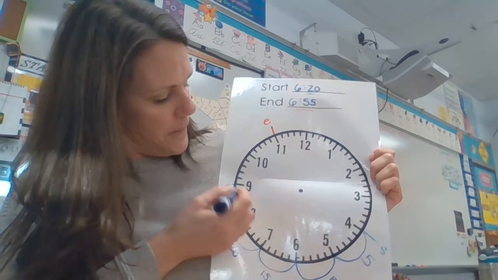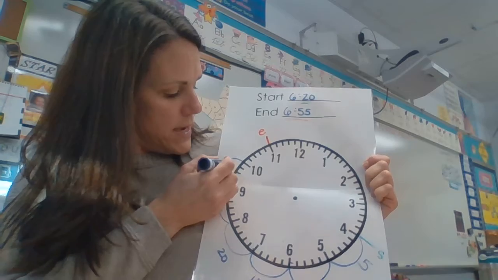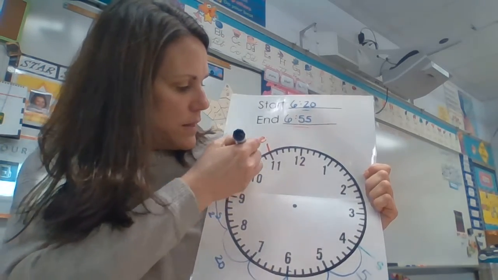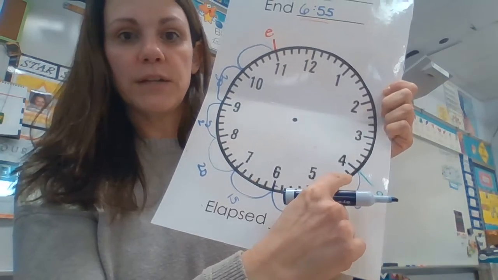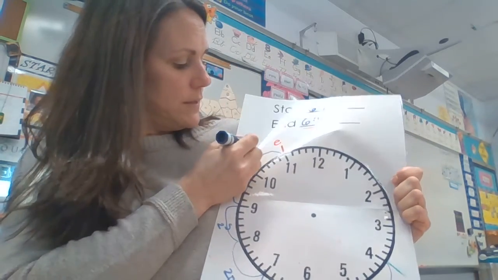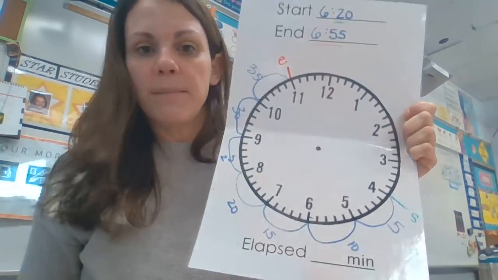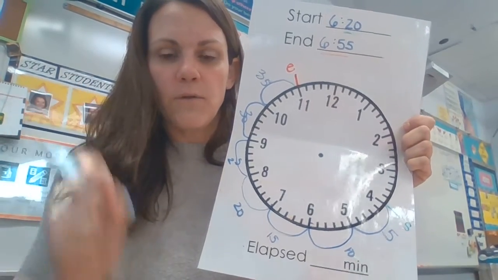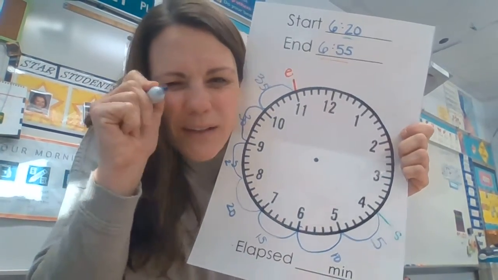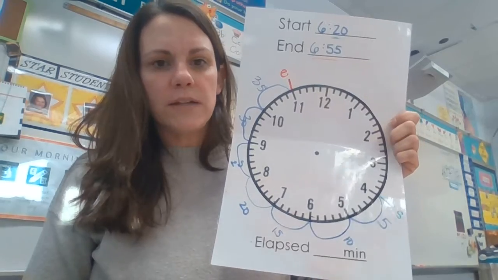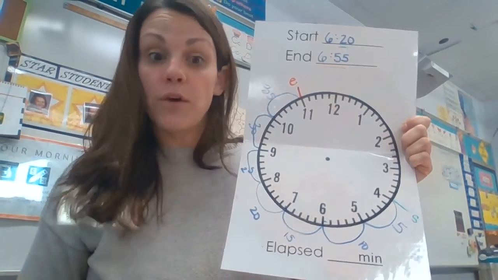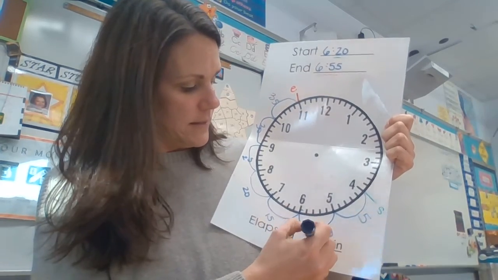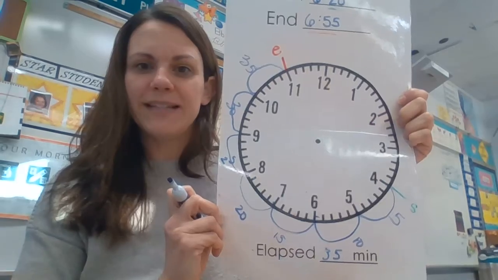25, 30, 35. And because our start and end times are both on big numbers, we get to just have the nice 5-minute increments. We don't have to do any of those little teeny tiptoes, right? So start time, end time, elapsed time is 35 minutes. Oh boy. So there's one example.